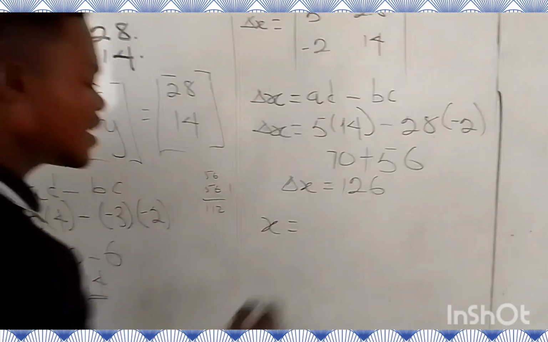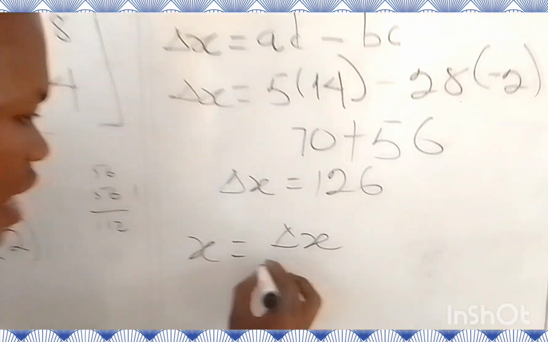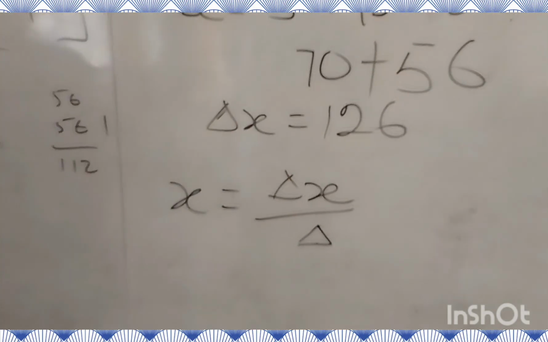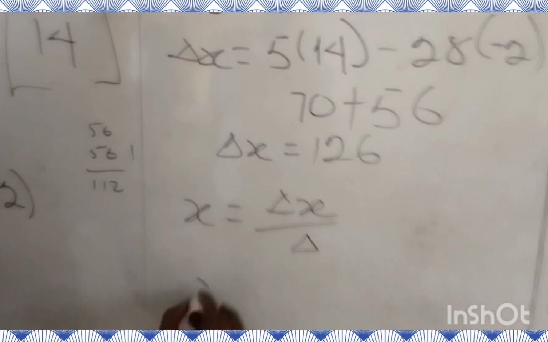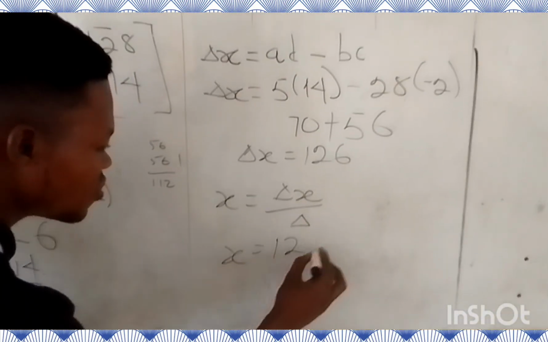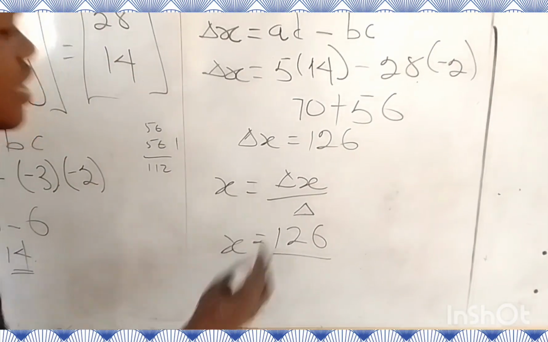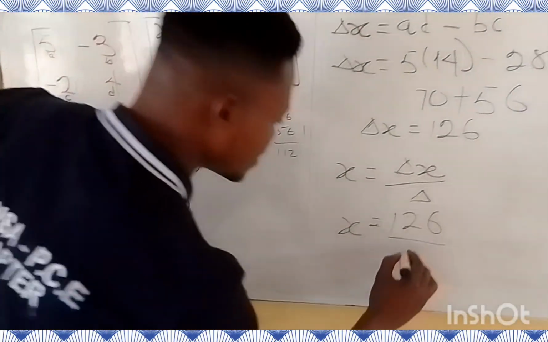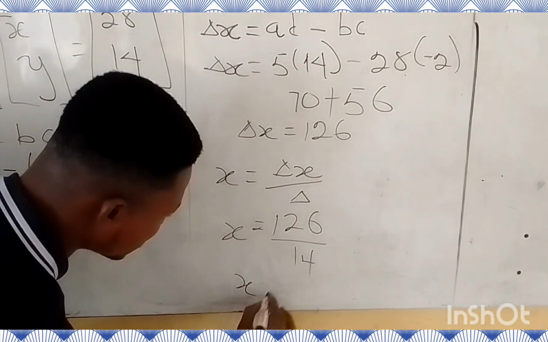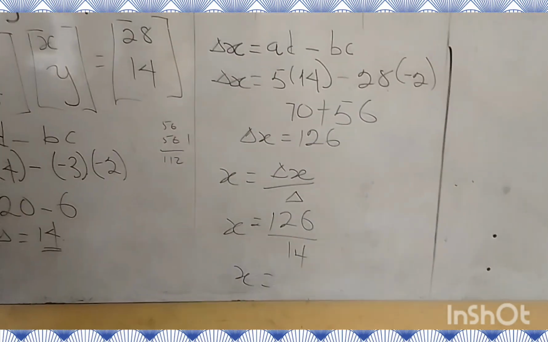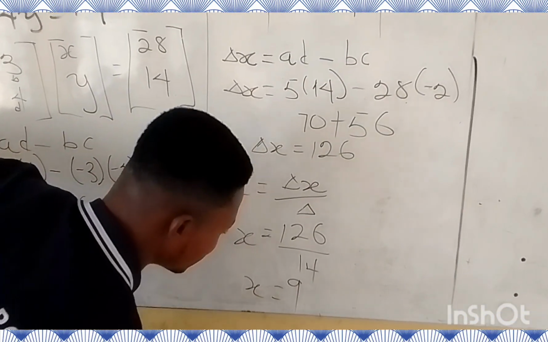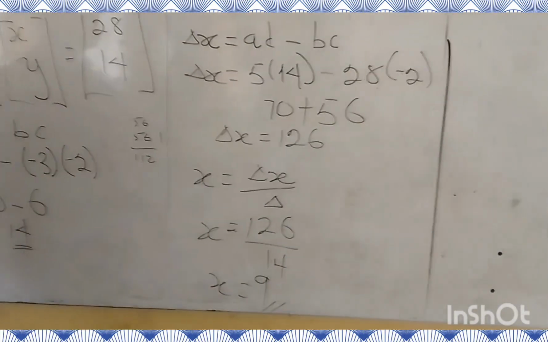To find the value of x, x is given by the determinant of x over the determinant. So we have 126 over the determinant, which is 14. 126 divided by 14 gives 9. So this is the value of x.